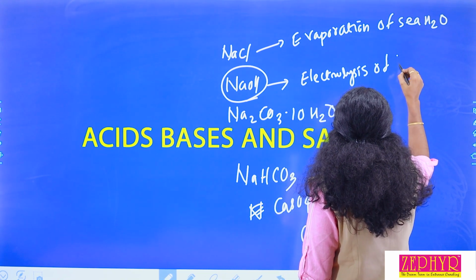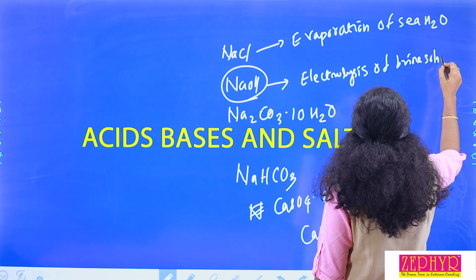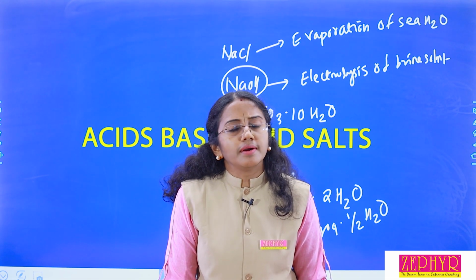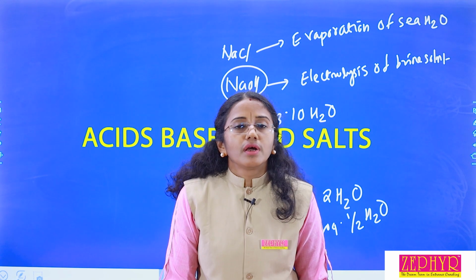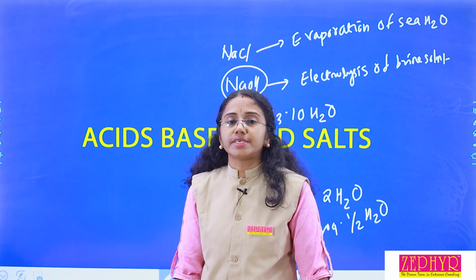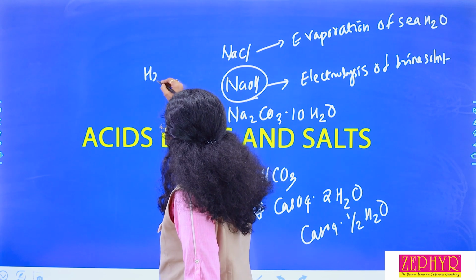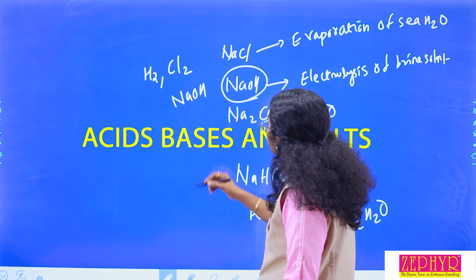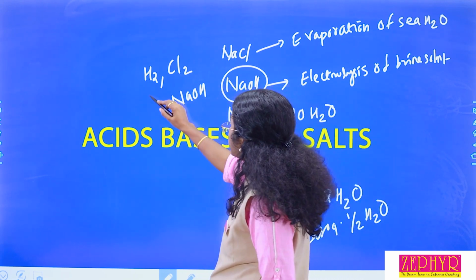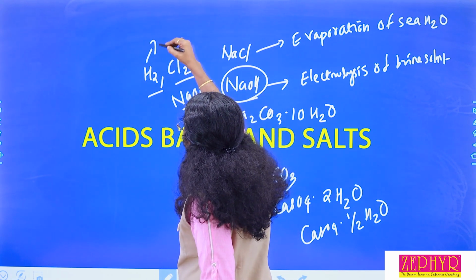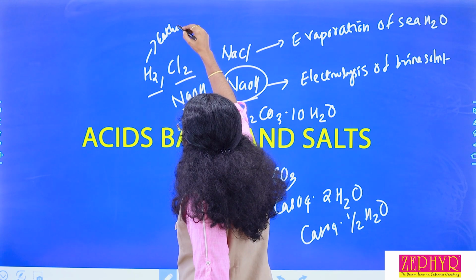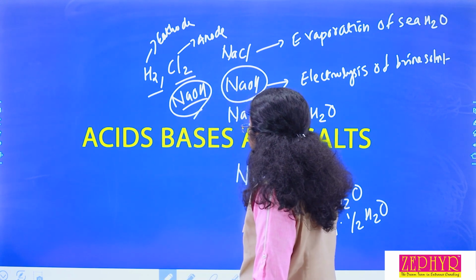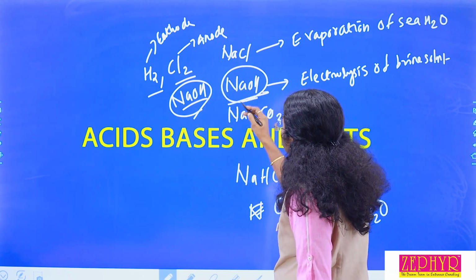Electrolysis of brine solution. What is brine solution? Aqueous solution of sodium chloride. Electrolysis of aqueous sodium chloride produces hydrogen, chlorine and sodium hydroxide. Hydrogen is liberated at the cathode, chlorine at the anode, and NaOH remains in the solution. Electrolysis of brine solution produces sodium hydroxide.